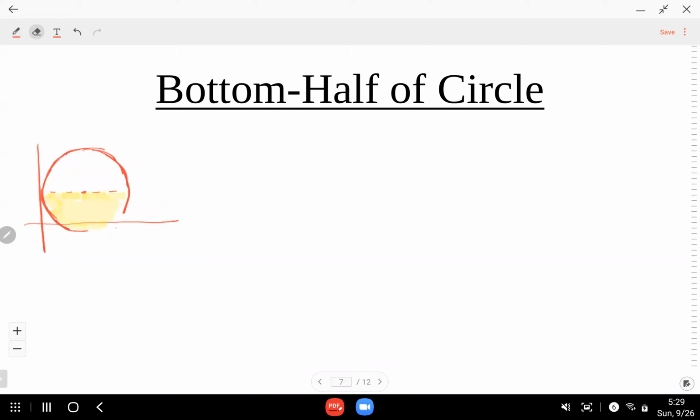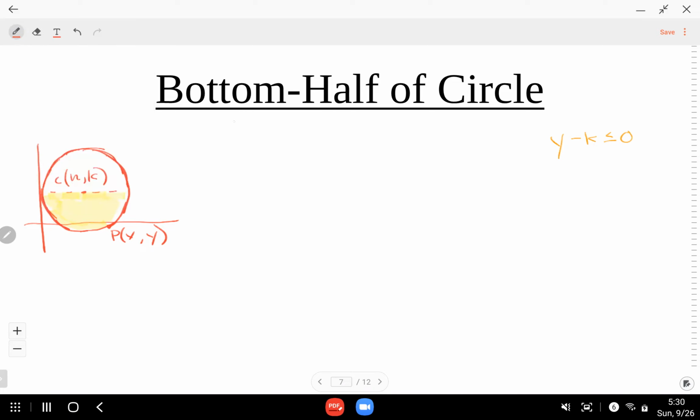Yes. Okay, so for the bottom half of the circle, we can say that y is less than k. This is very important. y minus k is less than or equal to 0. So now we can derive our formula.